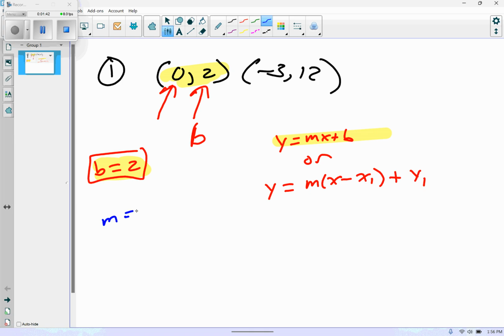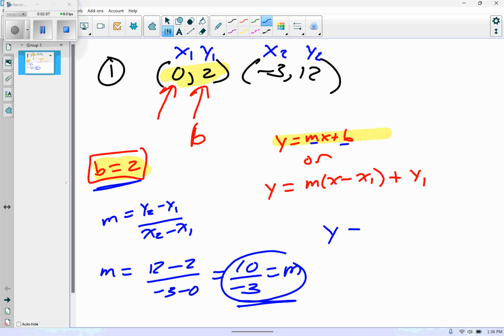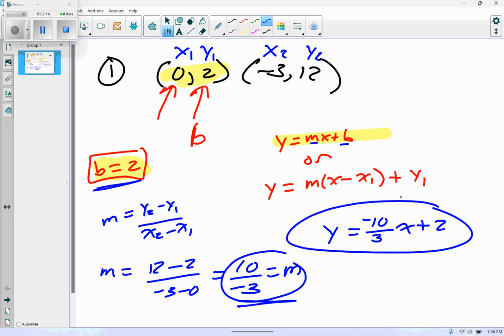So my slope equation is going to be this. So label this x1, y1, x2, y2, and then plug them on in. So I get 12 minus 2, negative 3 minus 0. So that's like 10 over negative 3. So this is my slope. So now that I know my b value and I know that, I can plug them both into there. And it's done. Okay? We good?